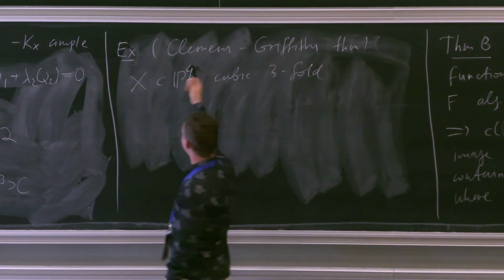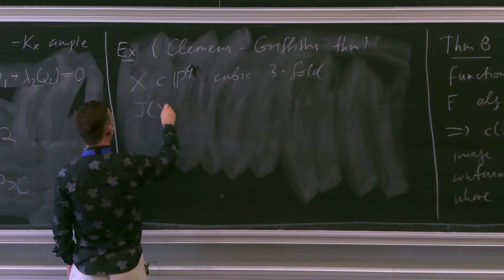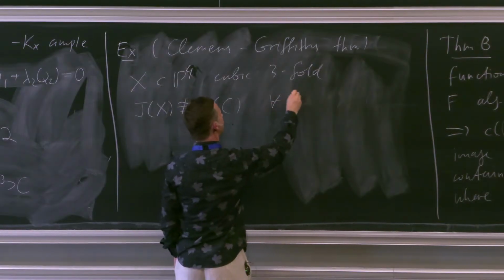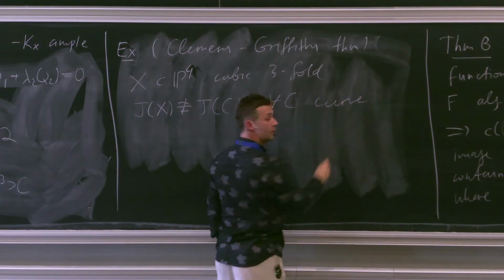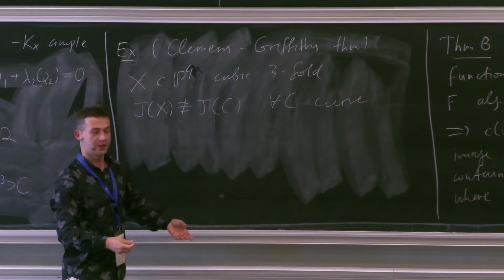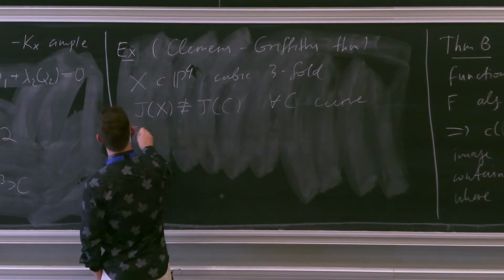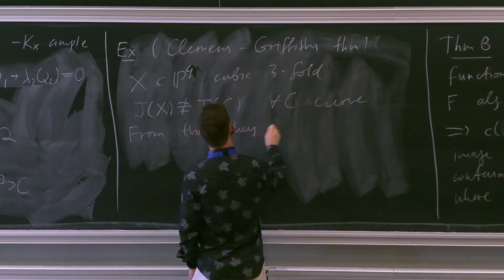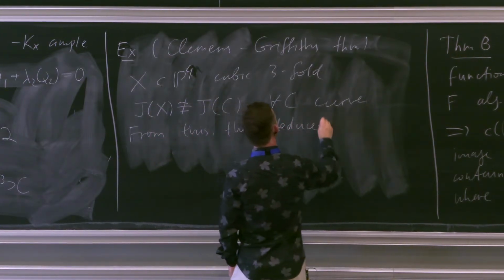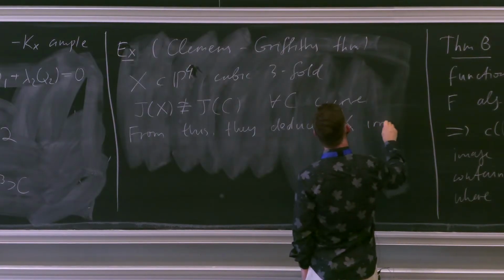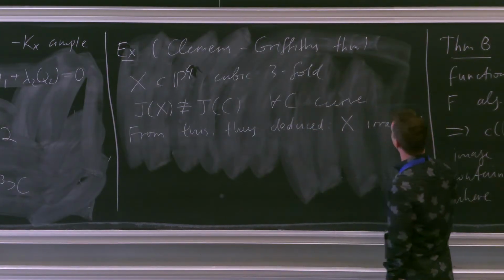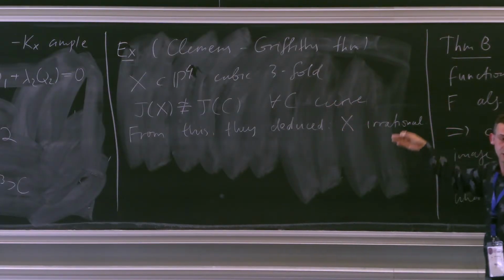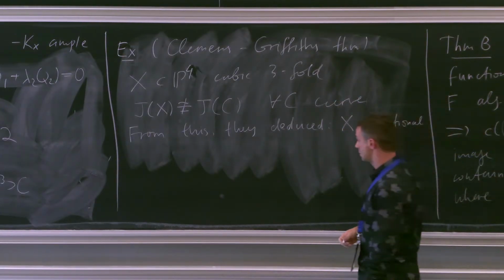However, what those guys proved is that the Jacobian of X is not isomorphic to any Jacobian of a curve. And that's an indication of non-rationality. So from here, they deduced that X is not rational. And this was one of the first examples of rationally connected irrational varieties. And this was one of the methods of proving that.